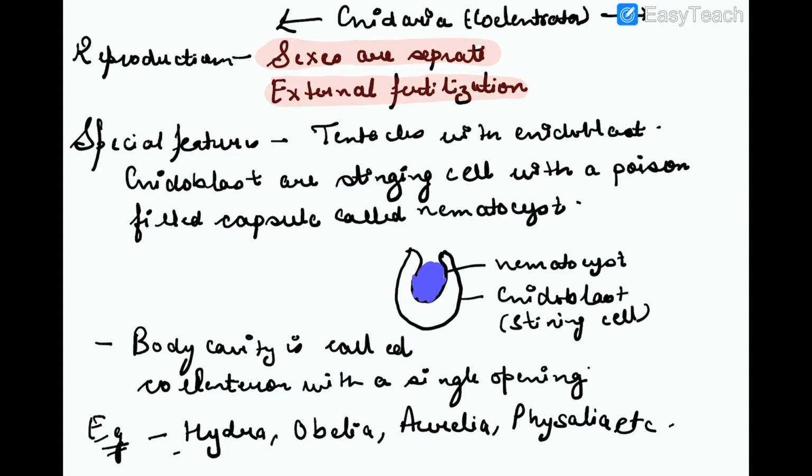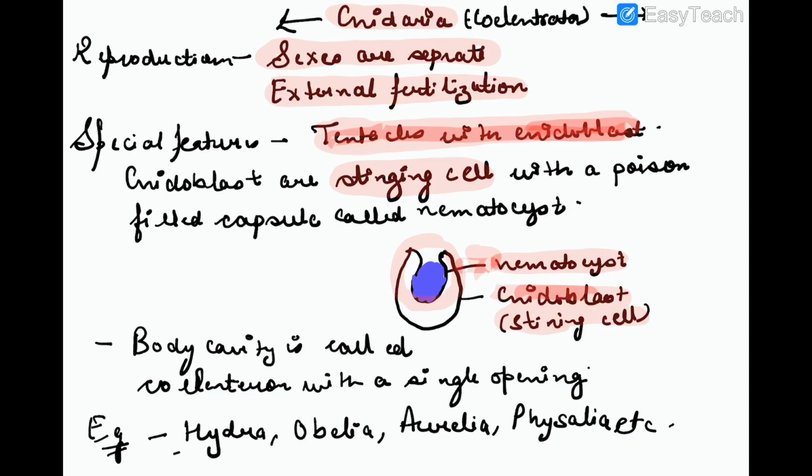Special features: they have tentacles with cnidoblasts. Cnidoblasts are the stinging cells which help in the defense mechanism. These cnidoblasts or stinging cells have a poisonous capsule known as nematocyst, and it takes part in defense. Because of the presence of cnidoblasts, the stinging cells, they are known as Cnidaria.